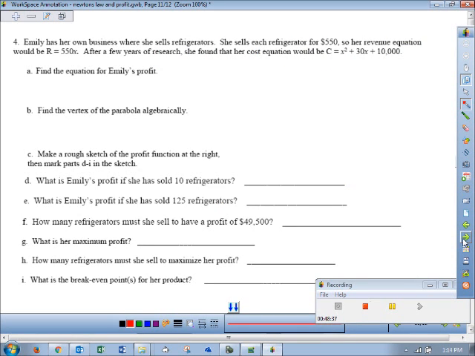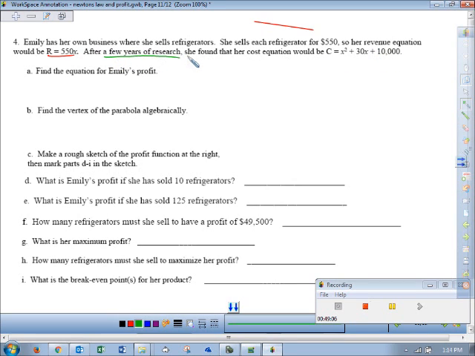Here we go. Emily has her own business where she sells refrigerators. She sells refrigerators for $550. So her revenue equation is R equals 550X, where X is the number of refrigerators she sells. All right, $550 a piece. Sound good with that? It's true, folks. If you take FST, these equations aren't just made up. You can actually figure them out, but you'll do that in FST with a little regression formulas.